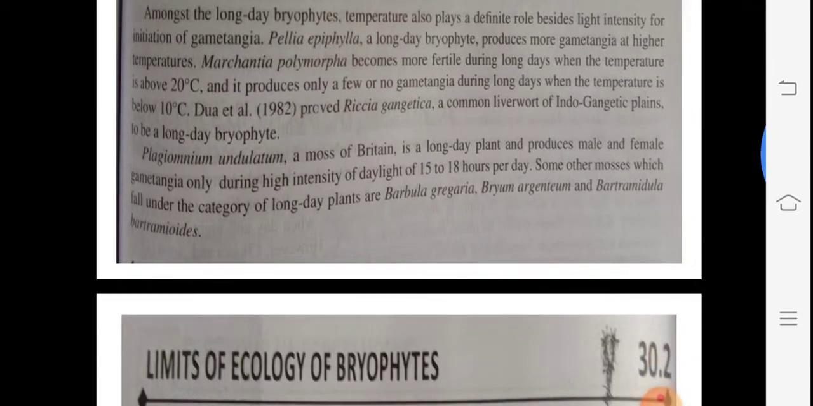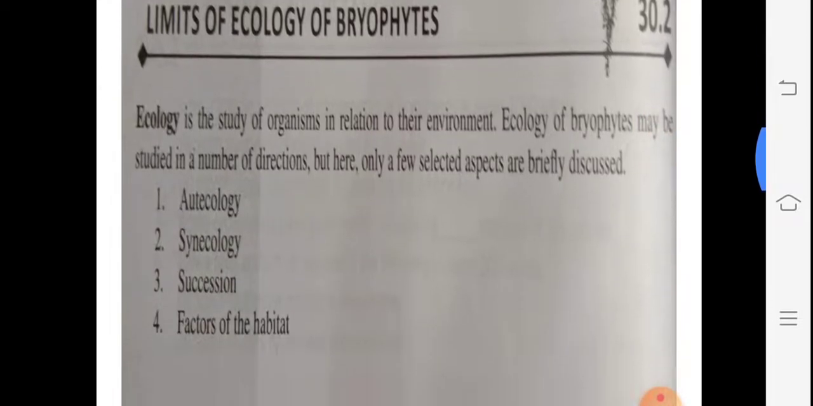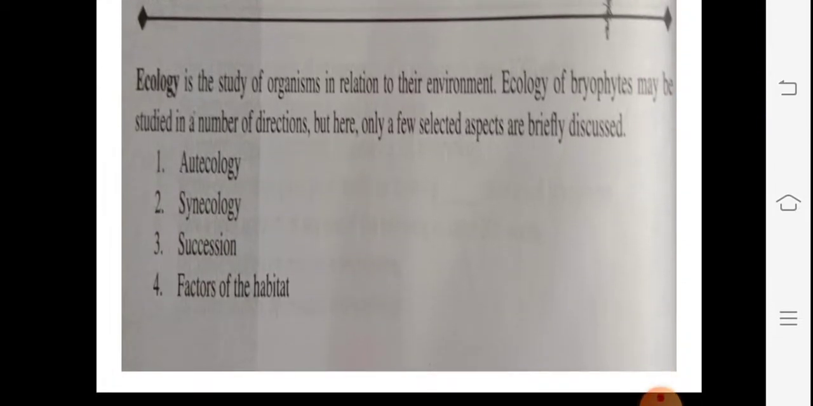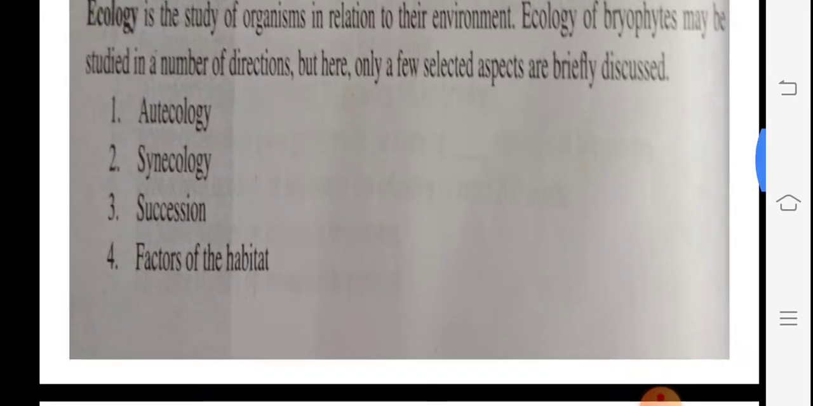Then now there are certain limits of the ecology of bryophytes. We have seen autoecology and synecology. Auto means a single genus or species that is found only in a specific area and not found anywhere else, so it is called an autoecological study. Synecology means some bryophytes are common, for example Funaria moss, which is found everywhere. So generally it is related to synecological studies.